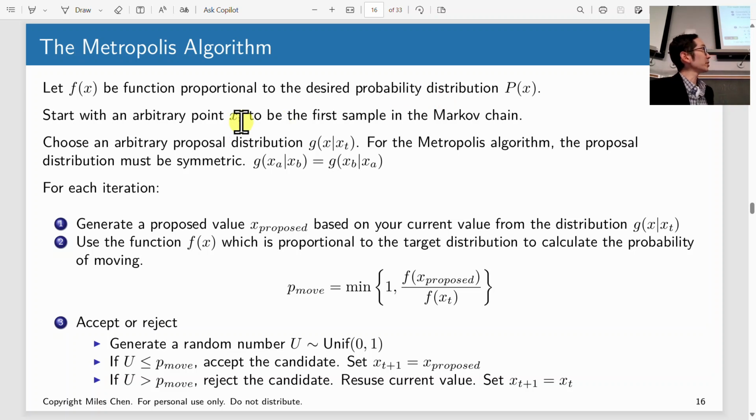All right, and then you just start at some arbitrary point x to be the first sample in the Markov chain. You need an arbitrary proposal distribution, which will generate new values of x if you plug in some other value of x. For the Metropolis algorithm, it has to be symmetric. The Metropolis-Hastings algorithm doesn't require it to be symmetric, but we'll say that it has to be symmetric, that the probability of proposing x of a given x of b is the same as the probability of proposing x of b if you start off at x of a.